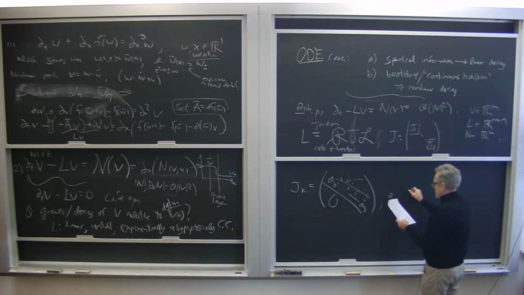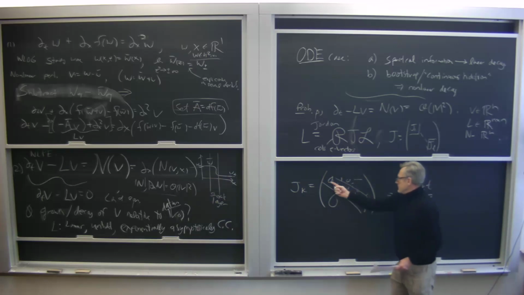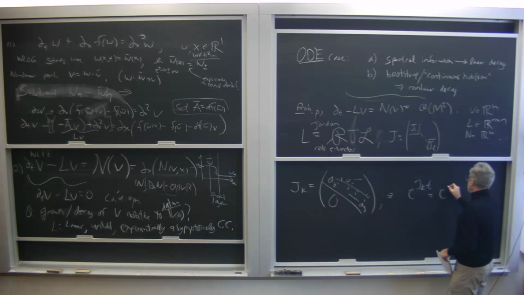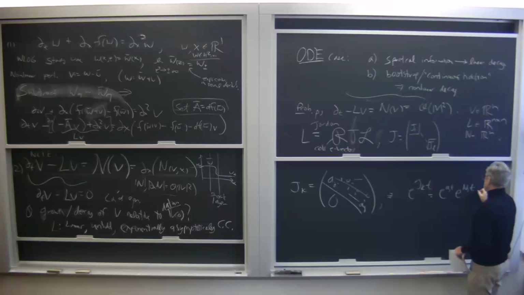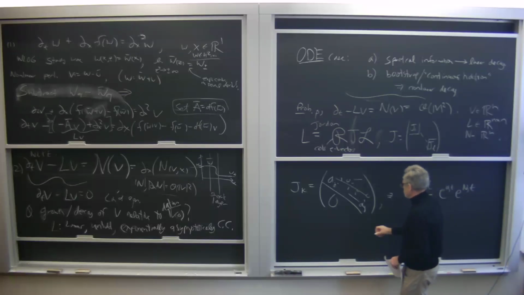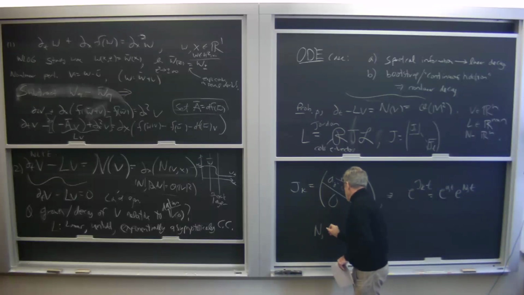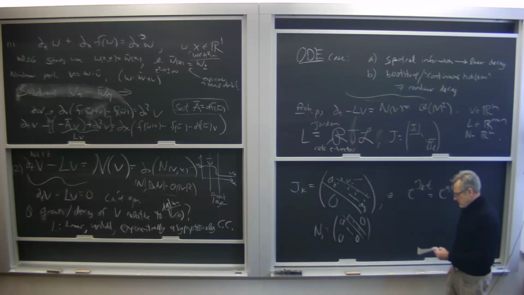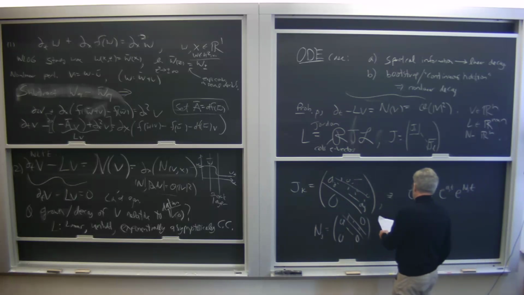So we know that e to the Jₖt is what? Well, this is aₖ times the identity, that commutes with everything. So we get e to the aₖt times e to the Nₖt, where Nₖ is the nilpotent part, which is just ones down the first super diagonal.